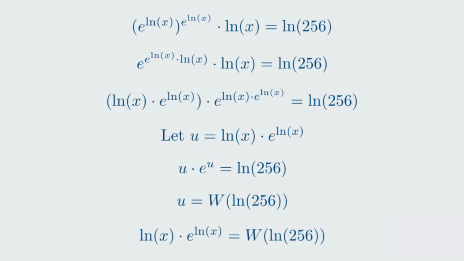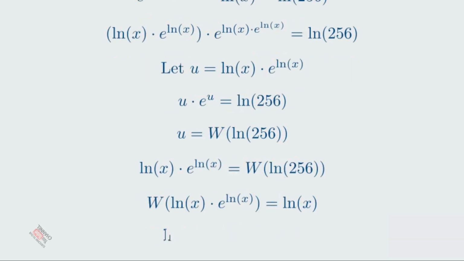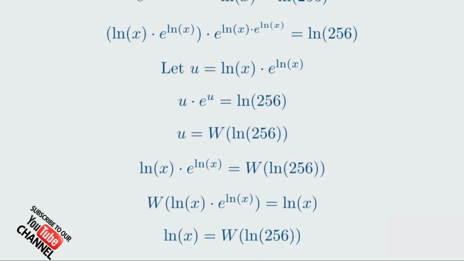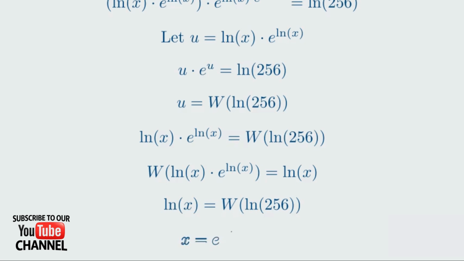Notice the left side is in the form y times e to the y, where y is ln x. We can apply the W function to this side as well. W of ln x times e to the ln x equals ln x, and this equals W of ln 256. We're almost there. We have solved for ln x. To find x, we just need to exponentiate both sides with base e. So x equals e to the power of W of ln 256. This is the exact solution.